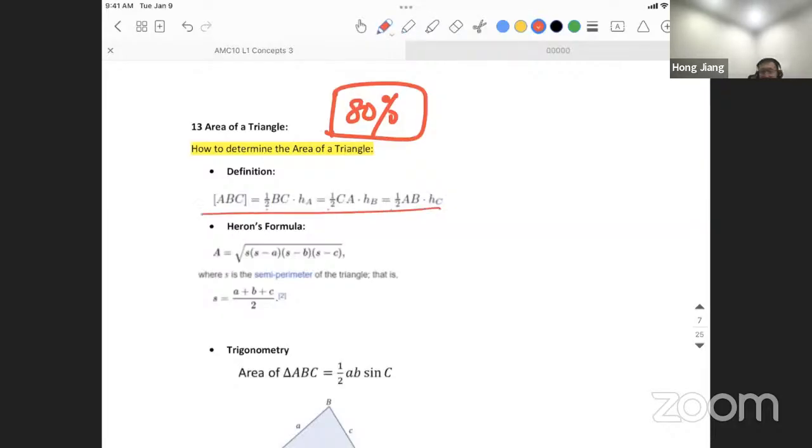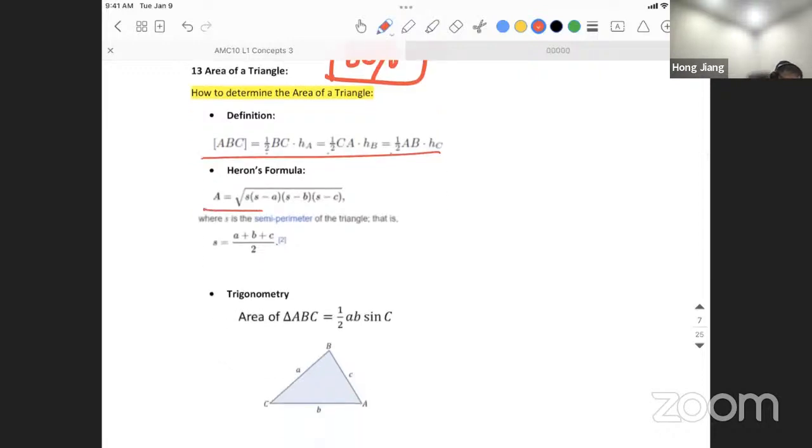First one is fairly easy, using the definition: the base and the height, multiply them together, and you get what you need. Second one is what I just mentioned, Heron's formula, right? Using Heron's formula, if the question just gives you three sides, no height, nothing else, you will be able to determine the area without needing the height.